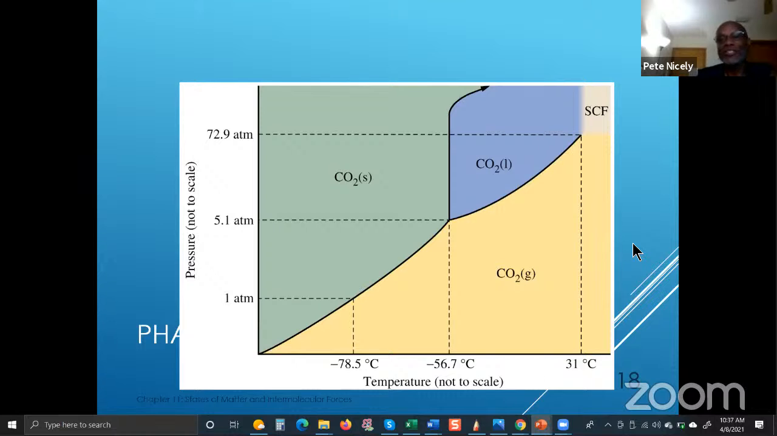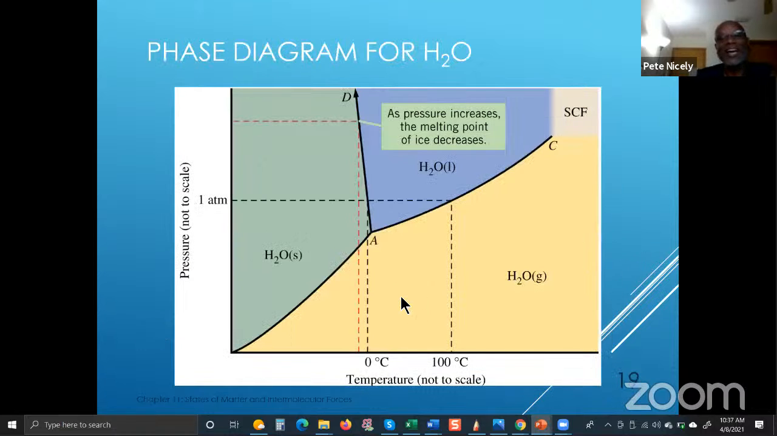And then the next diagram I want to show you is that of water. And water varies from the first one in that, in the first one I showed you, which was the general representation, this line here would lean to the right. In the case of water, it leans to the left. So what that tells you is that as the pressure increases, the melting point decreases. And that is true for water and not true for most substances. For most substances, when you increase the pressure, then the melting point would increase. But in the case of water, the melting point will decrease.